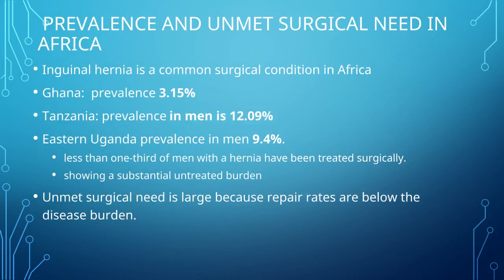Africa has a substantial inguinal hernia burden and limited surgical capacity, which means many patients live with untreated disease and often come after developing complications. The prevalence in Ghana is 3.2%, in Tanzania 12%, while among men in eastern Uganda the prevalence is 9.4%. Less than 1/3 of men in eastern Uganda with a hernia had been treated surgically, which results in a substantial untreated burden. District hospitals in rural sub-Saharan Africa are not meeting the population's need for hernia repair.